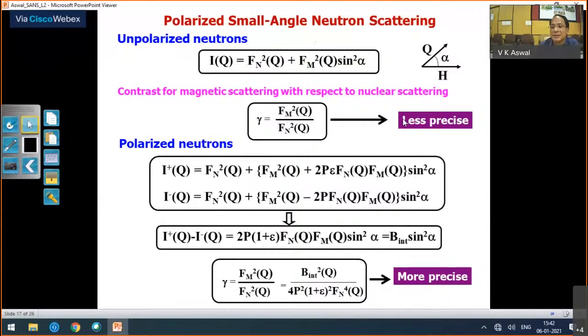So mostly this, to get your magnetic contribution from this, will be less precise. However, you can make it more precise when you use polarized neutrons. So plus state, this is the scattering law, and minus state, this is the scattering law.